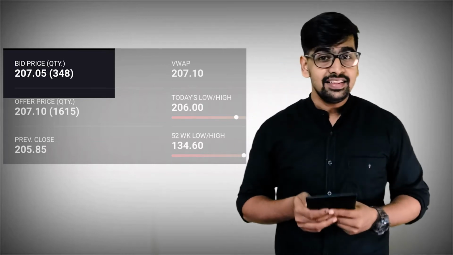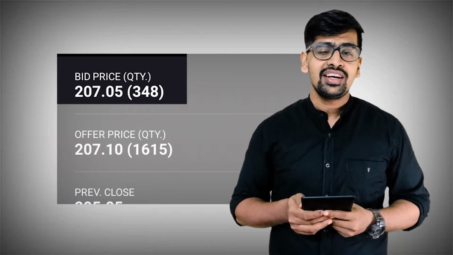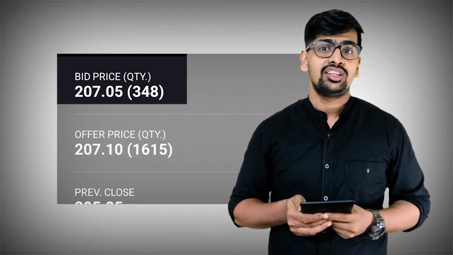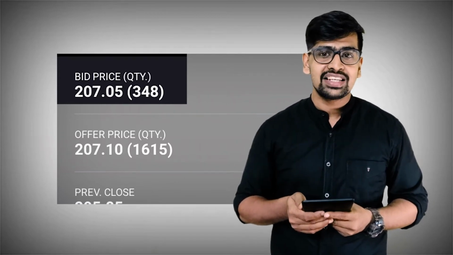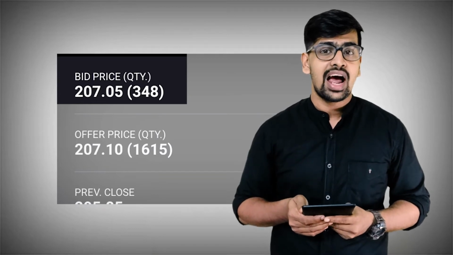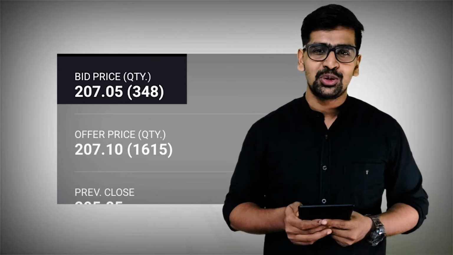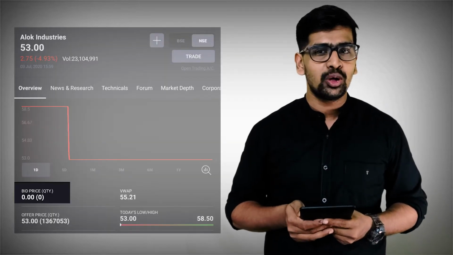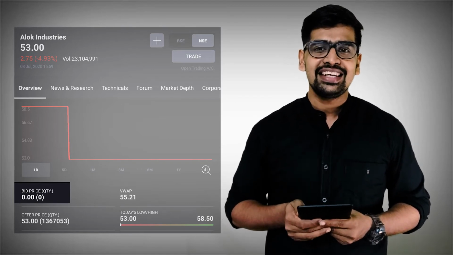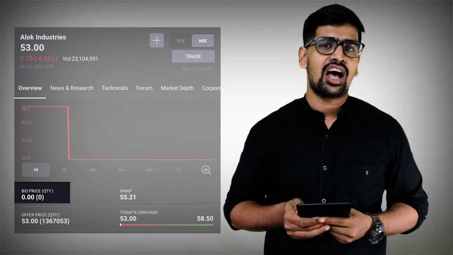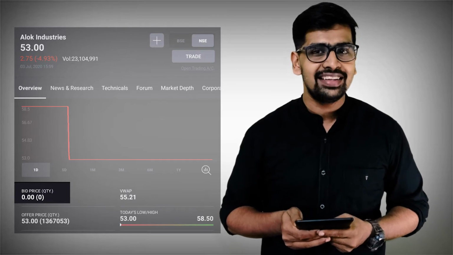of time. In this example of ITC, you can see that the buyers are willing to pay 207 rupees 5 paise for the stocks of ITC at 11:31 am. Also, you can see in the brackets the quantity that the bidders are asking for at that particular price, in this case which is 348. I would like to show you a peculiar case that happened with Alok Industries on 3rd of July 2020. On the screen, you can see that there are absolutely no bidders for Alok Industries. In the upcoming part of the video, I'd be explaining as to why this happens.